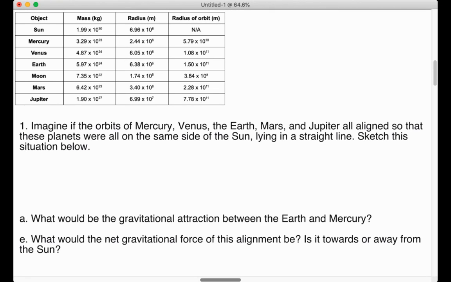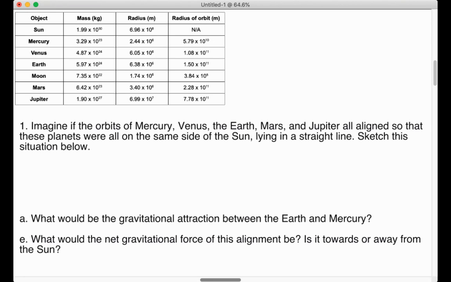This is chapter 13, homework number 2, problem number 1. And we're not going to do the whole thing. We're just going to make the little sketch that we need to make. And then we're going to do part A and then part E, because B, C, and D are just the same idea as part A. And I don't want this video to take forever. So that's what we're going to do.